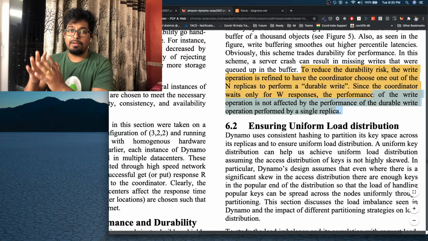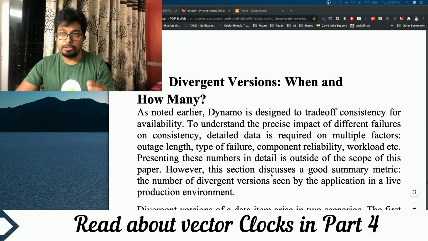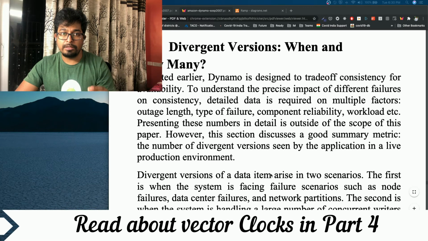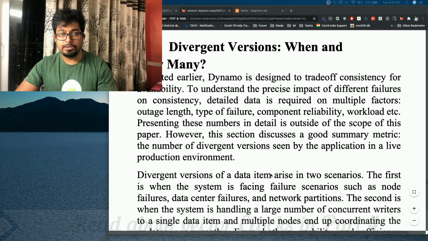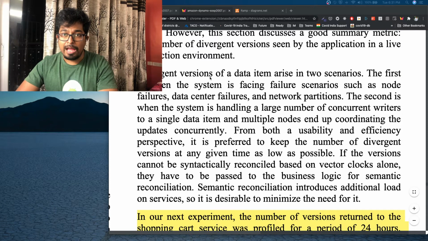So even if you have an asynchronous write into the disk, it is fine. If you have seen my previous video, you would know that Dynamo uses vector clocks to track the versions of each of these values. Now, how much can they diverge and how many can it be? So divergent versions of a data item arise in two scenarios.